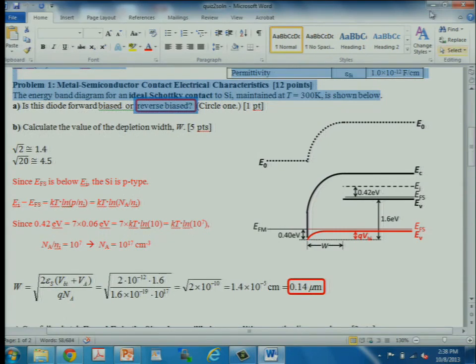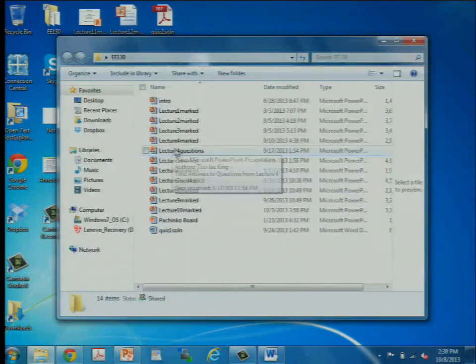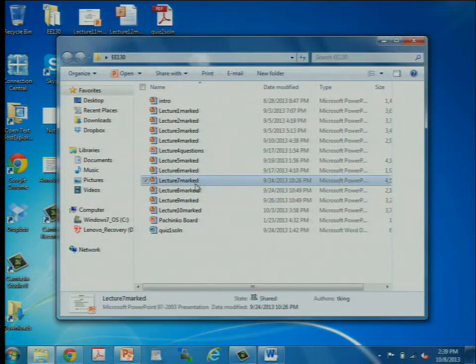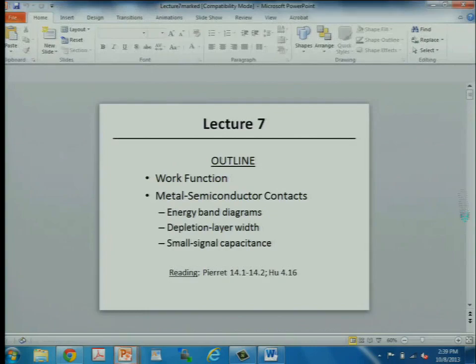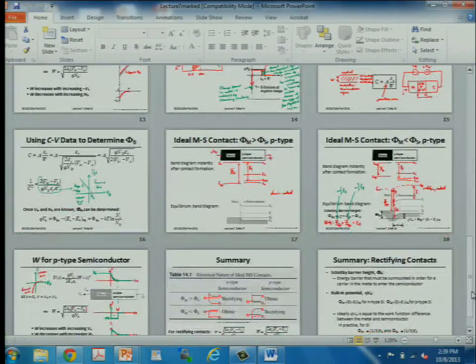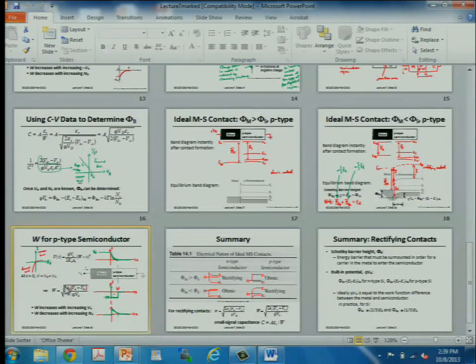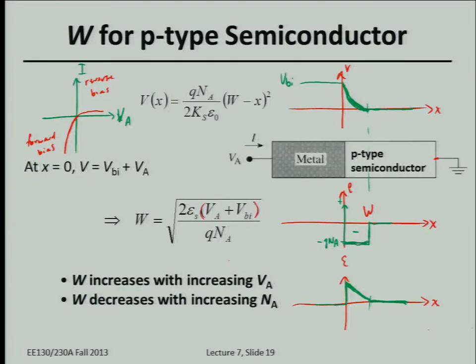That's correct. VA is positive for voltage applied on the metal. But whether or not it's positive or negative really has nothing to do with forward or reverse bias. Forward bias means you're making it easier for carriers to flow across the junction. Reverse bias means you're making it harder to flow across the junction. So in the marked version of the lecture notes, I've drawn this for p-type semiconductor. Right? Reverse bias is for VA positive. Forward bias is for VA negative. So it's just the opposite for contact to n-type.